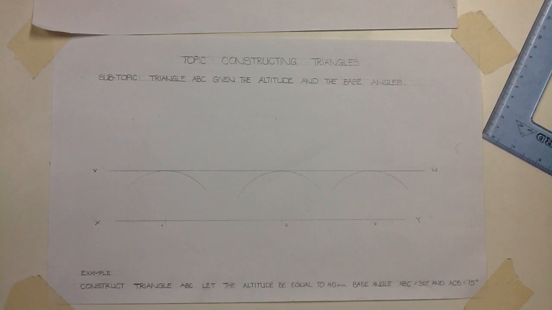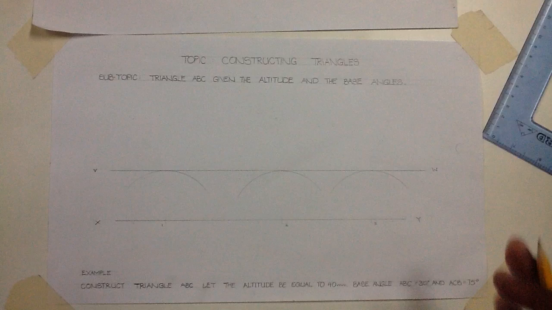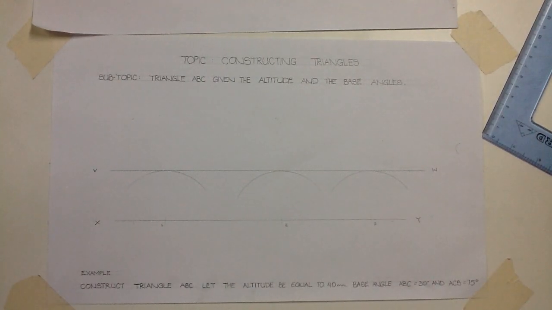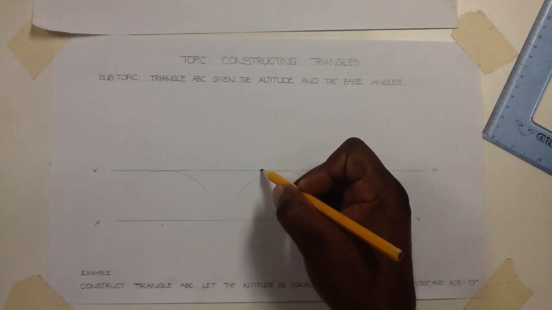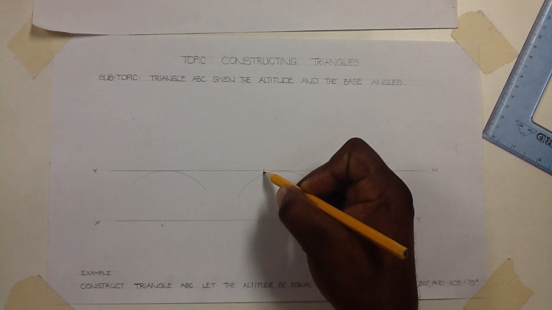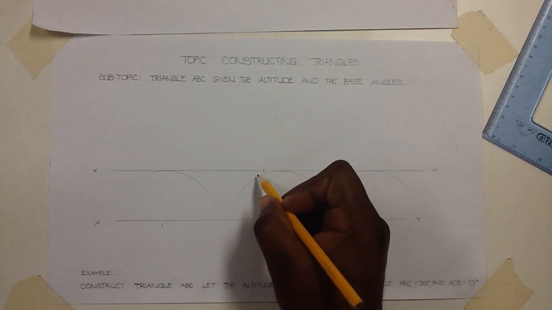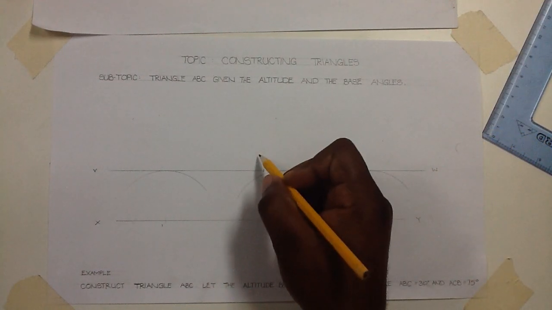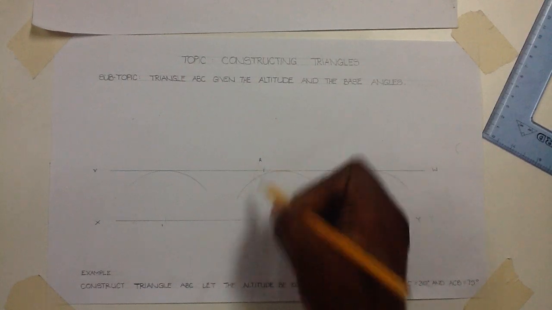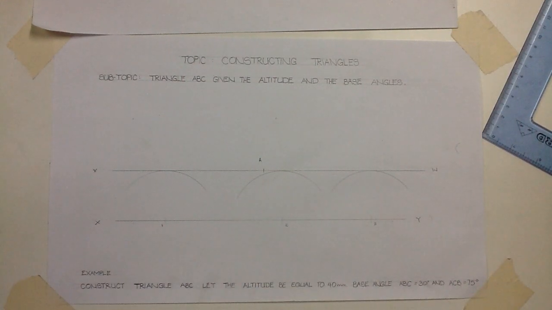Our next step in this construction is to locate conveniently on the top line, VW, our apex. And we could label our apex as A, again anywhere conveniently on the line. So this location here is going to be where my apex will be located, and I will label the apex conveniently around here. If necessary, the letter will be relocated.